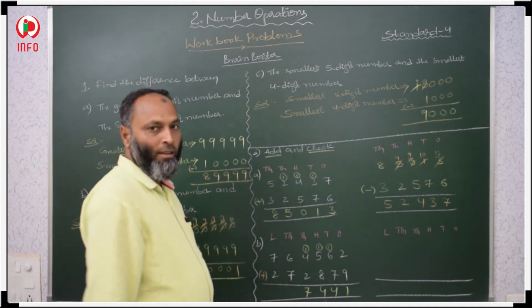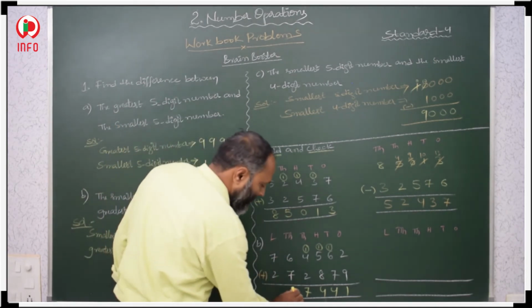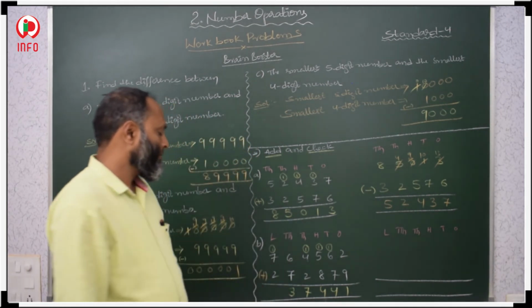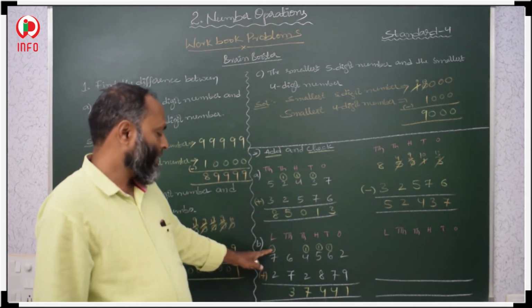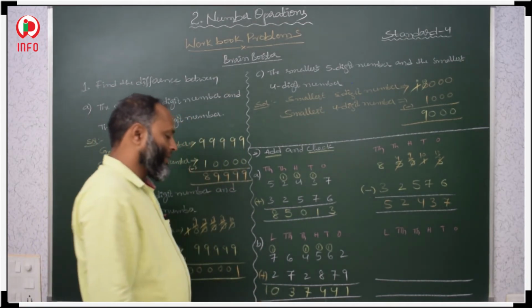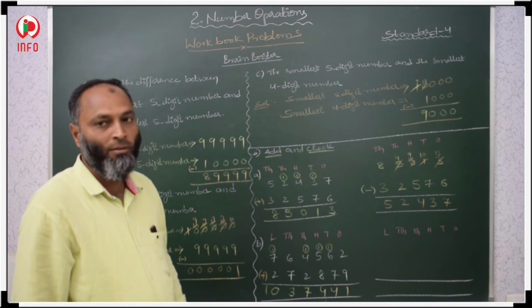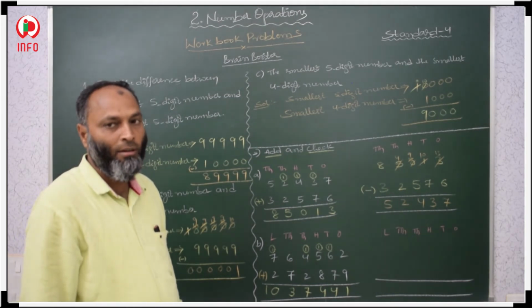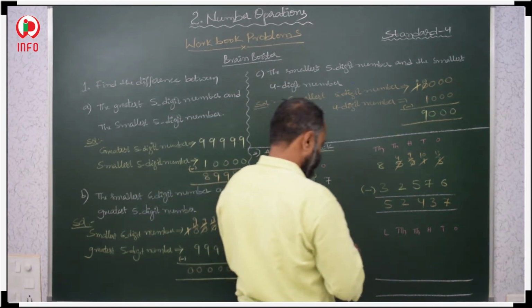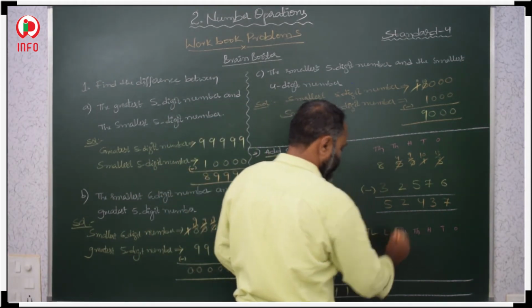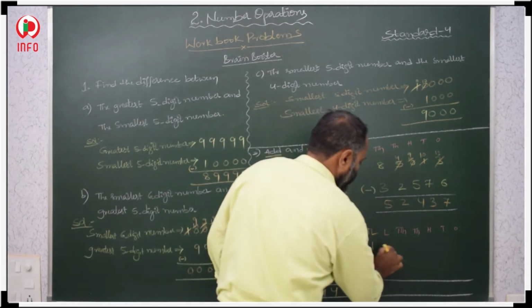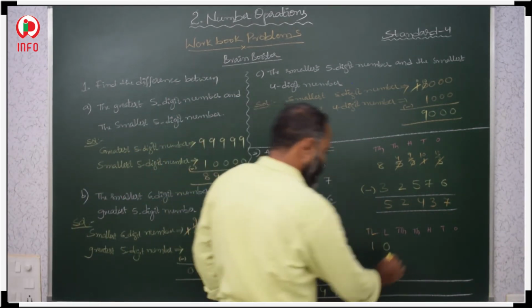6 plus 7, 13. 3,000, 10,000 and 1 lakh. 7 plus 1, 8. 8 plus 2, 10. 10 lakhs. 37,441. Here till 10 lakhs we have to take.